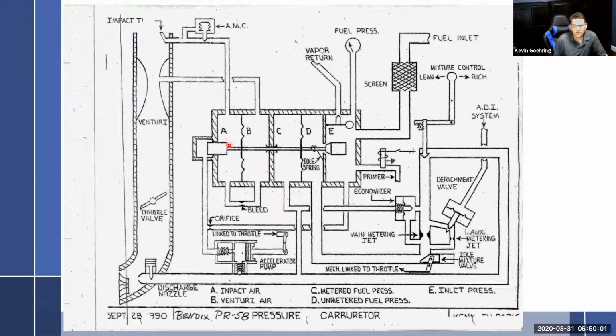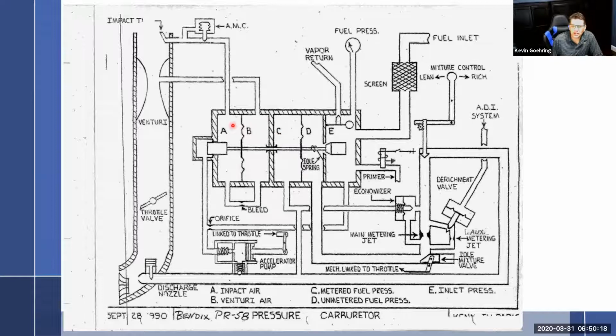Now if you don't remember what A is, I don't care if you remember. Just follow this up, go over here. It goes to the impact tube. So A is impact pressure. B comes over here and it goes to the venturi.